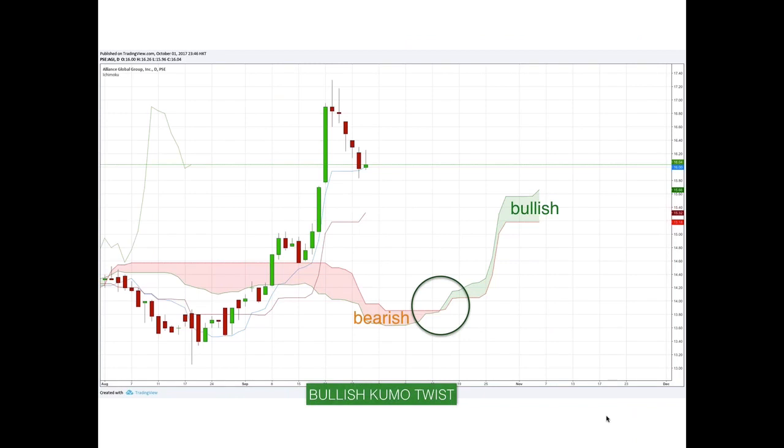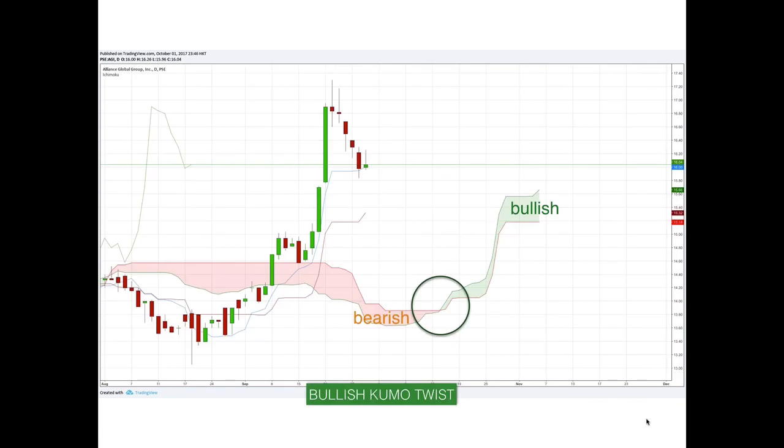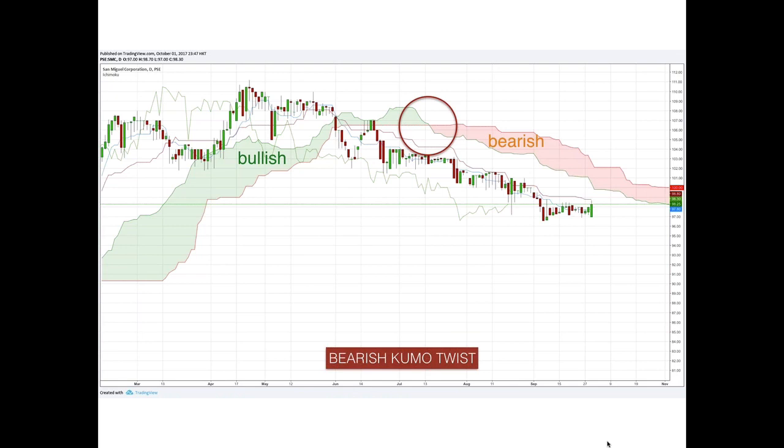Now, a Kumo twist occurs when Senkou Span A and B change positions. So this signals a change in sentiment. So this shows a change in sentiment from bearish to bullish. Let's go back. Because the Senkou A went above the Senkou B, correspondingly, AGI also made a change in trend from downtrend to uptrend. This shows a bearish Kumo twist which warned that SMC would go on a downtrend 26 periods ahead.